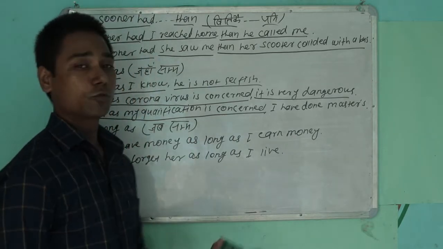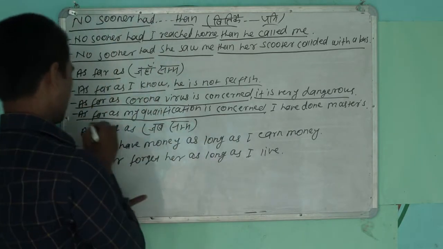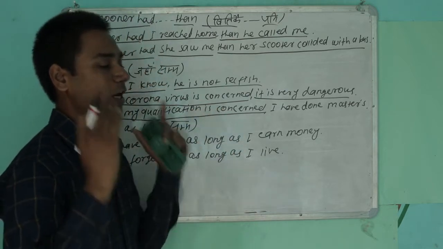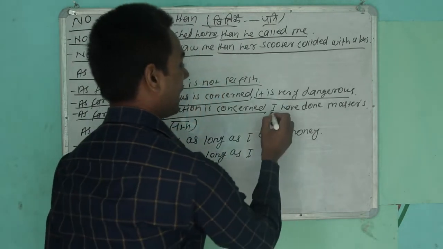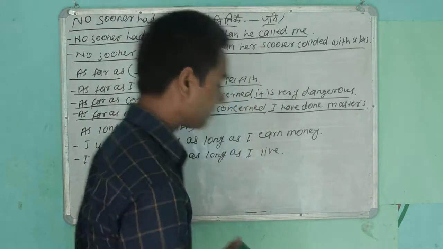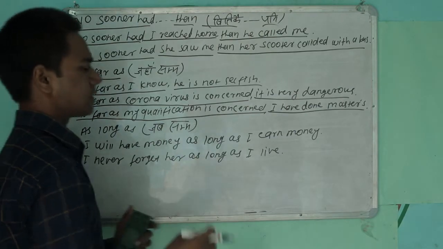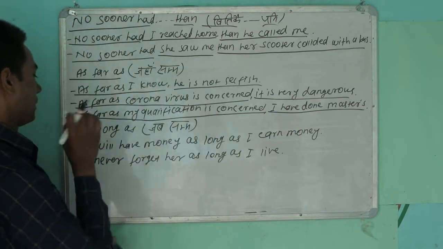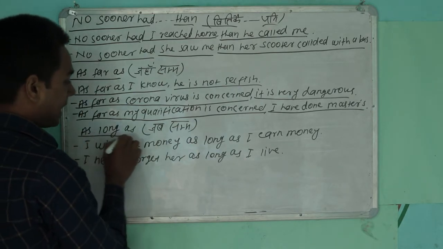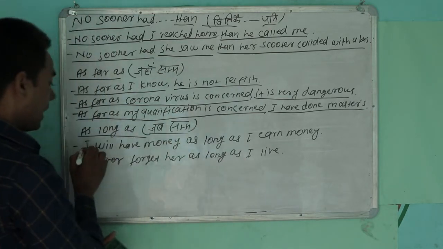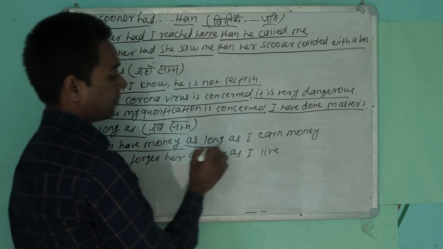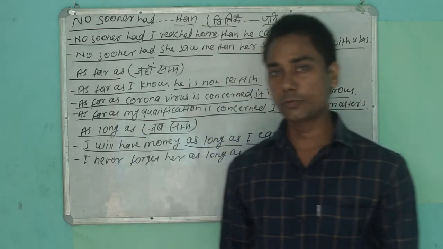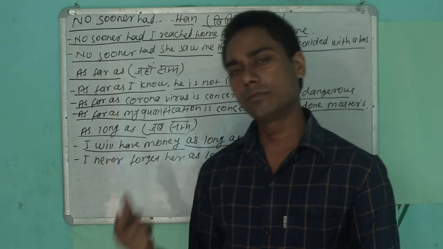as far as my qualification is concerned. In this sense, as far as my qualification is concerned, I have done masters. So is concerned means as far as that matter is concerned. In this sense we use this. Then after, as long as. I will have money as long as I earn money.